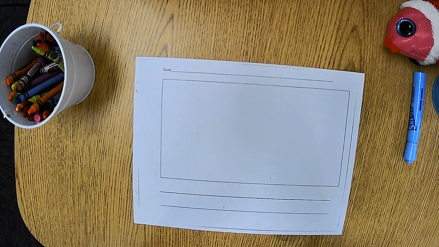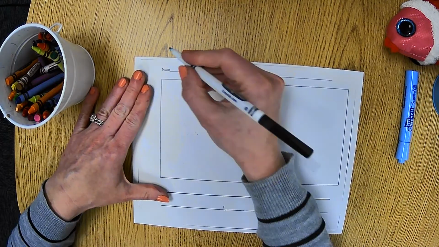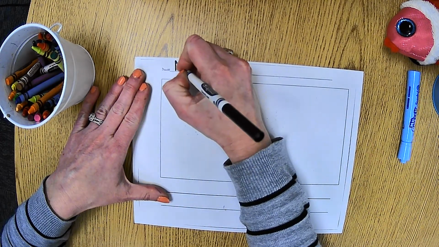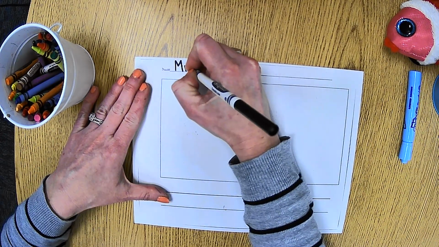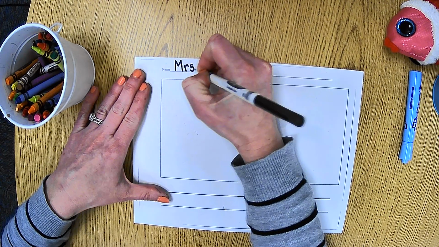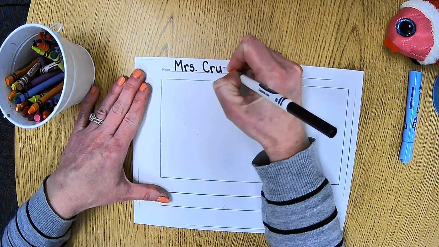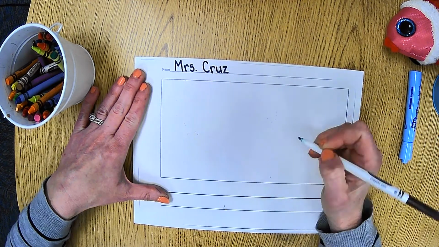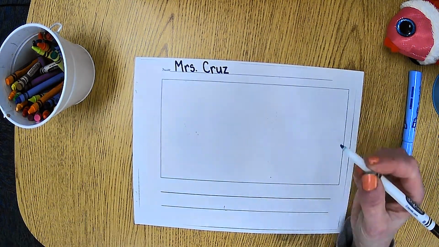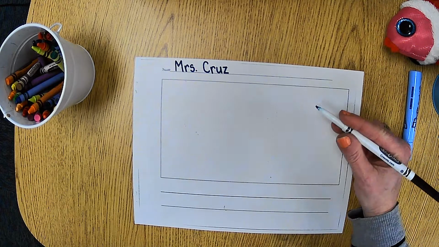Okay, writers. The first thing I do is always the same. First, I remember to write my name. I'm going to use paper that looks like this. You can use maybe a piece of paper from your writer's journal if you have one. You might use just a regular piece of paper, or you may have paper just like mine.